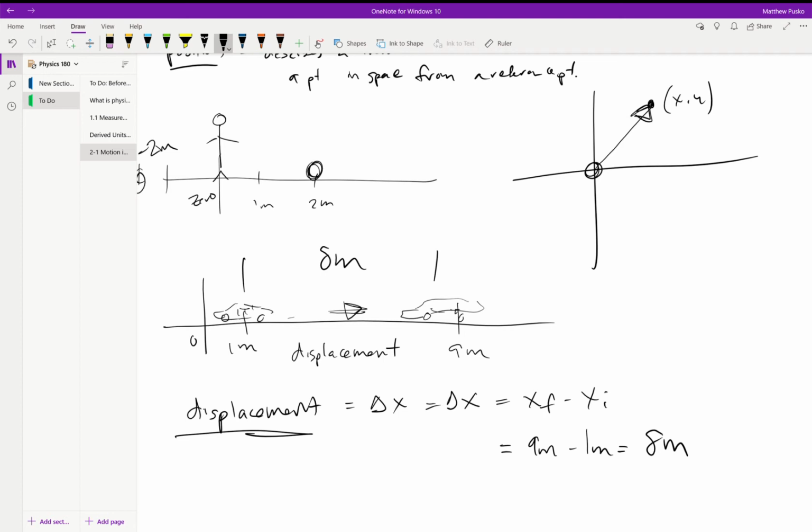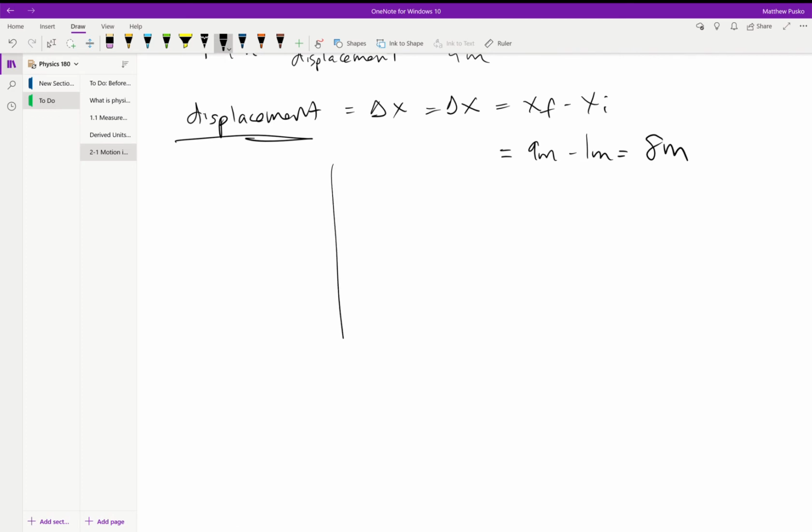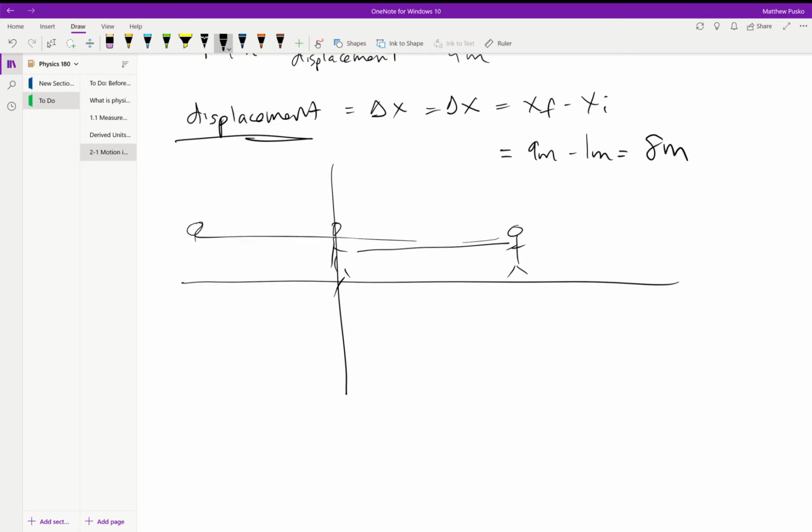We need to know the difference when we read the problems. We need to know how to report our answer. Something interesting. What if someone, let's say, walks over this way, maybe a kilometer, and walks back this way, I don't know, another 2 kilometers or so, and then walks back to where they started.